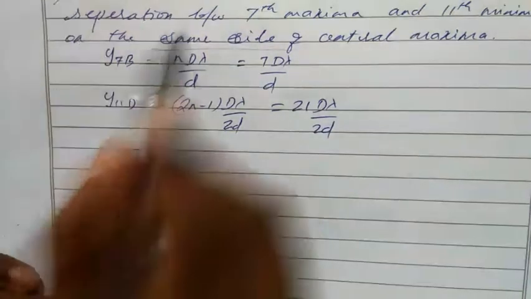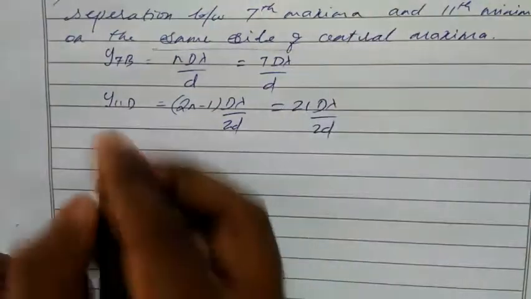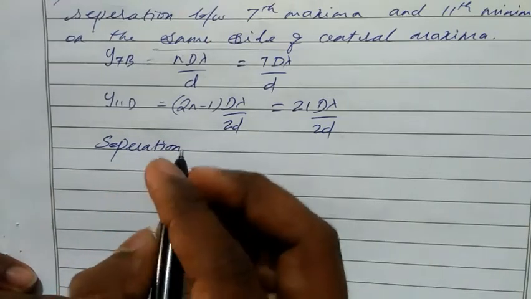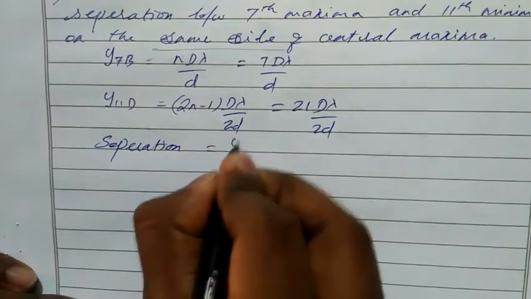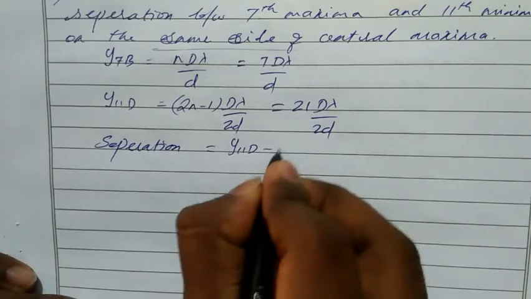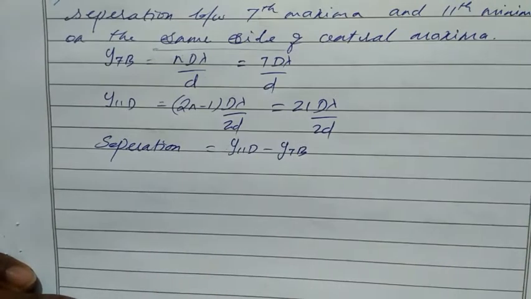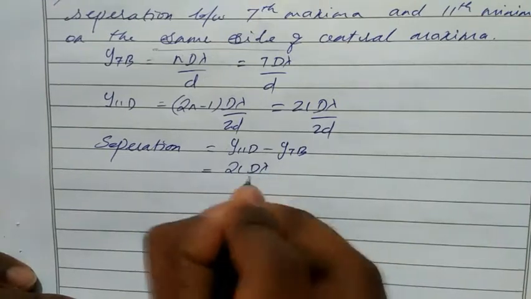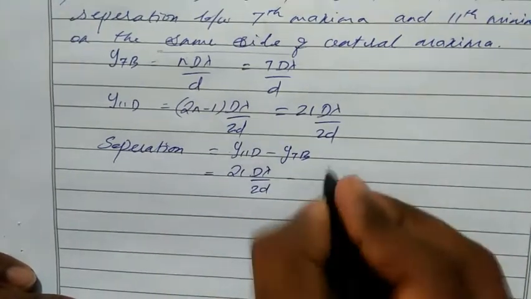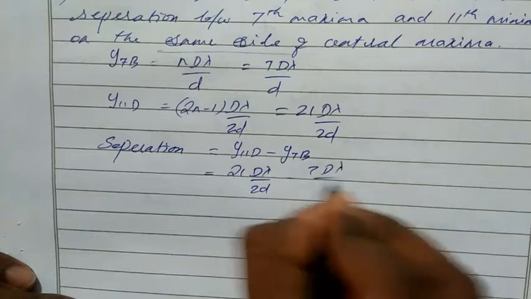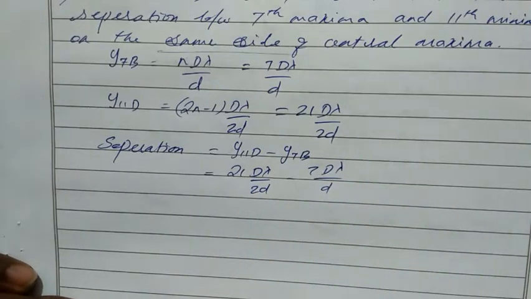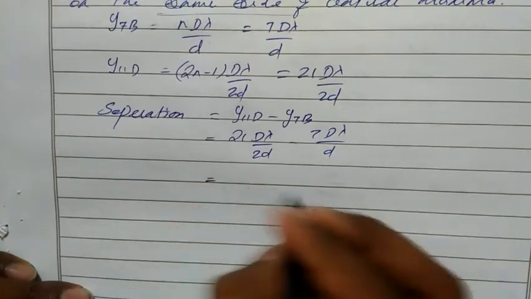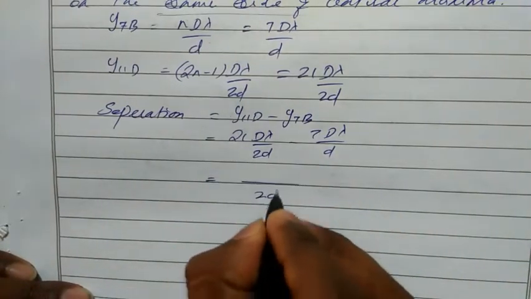Then find the separation. Separation means the distance between these two. So the separation we can write as higher value, 11th dark, minus lower value, 7th bright. So substitute the values: 21 d lambda by 2d minus 7 d lambda by d. If we take the LCM, I take 2d as common.